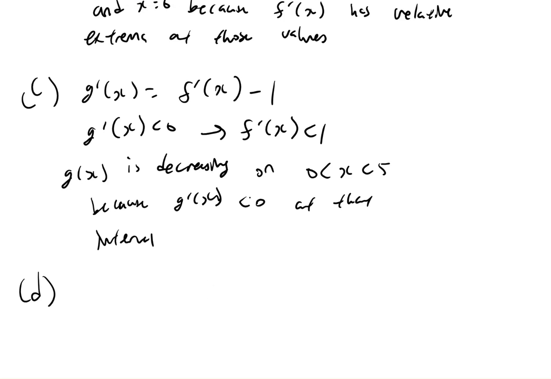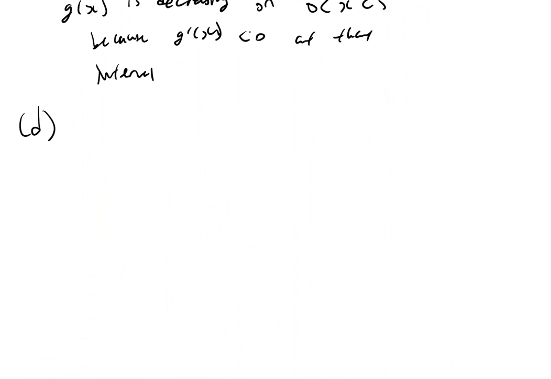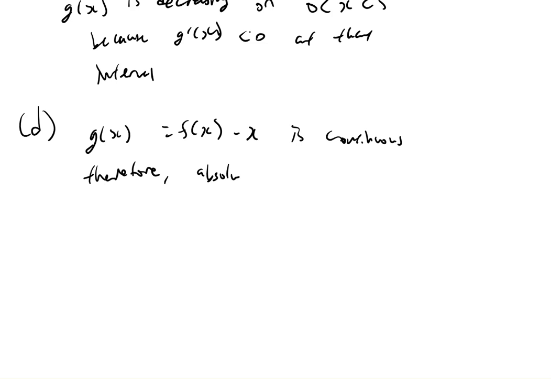So D, for the function g defined in part C, find the absolute minimum value on the interval 0 to 7, and justify your answer. So g of x equals f of x minus x is continuous. Therefore, the absolute minimum will be at an endpoint or critical point.